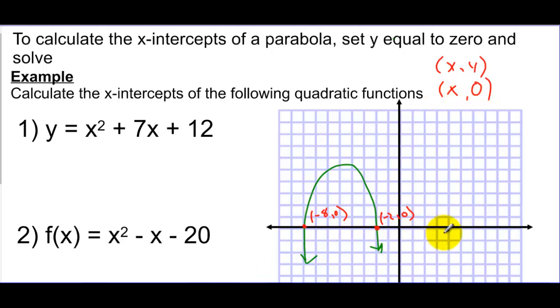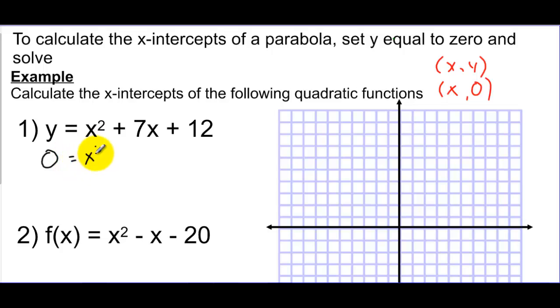If it crossed somewhere else, like over here instead, this one looks like it's at about 2.5 comma 0, and this one's way over here at about 6 comma 0. So again, it doesn't matter where that parabola is, there's always a 0 in the y location. And that's going to be the key for us to calculating an x-intercept. I know that all x-intercepts look like this, with a 0 in the y spot.